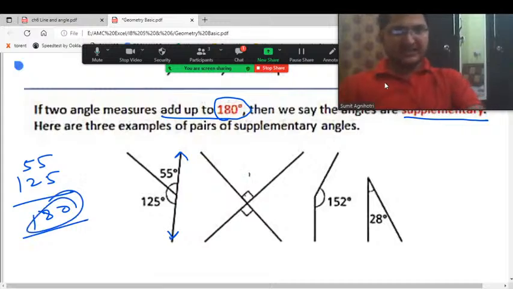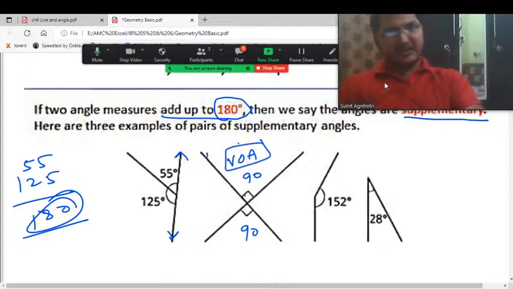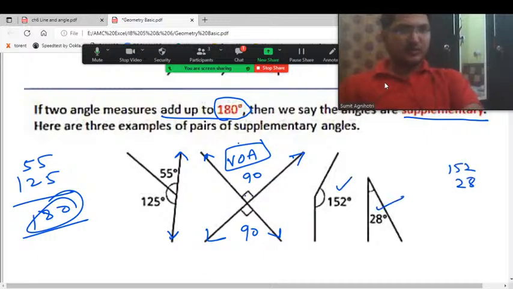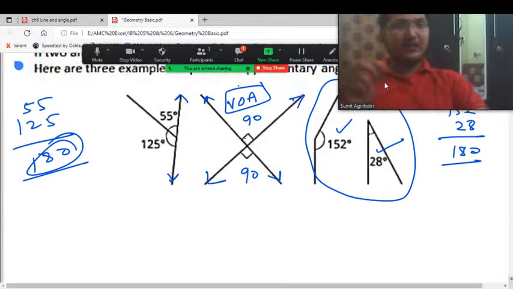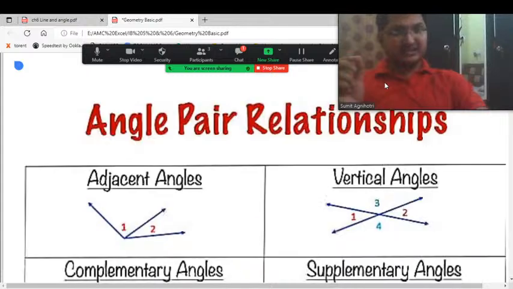And here as well, this is 90. That's why this should also be 90, because they are vertically opposite angles, and vertically opposite angles formed by two intersecting lines are always equal. Similarly, these two angles, 152 and 28, also sum up to give you how much? 180. That's why these two angles are also known as supplementary angles. Whenever two angles sum up to give you 180, we call them supplementary. If two angles sum up to give you 90, we call them complementary angles.